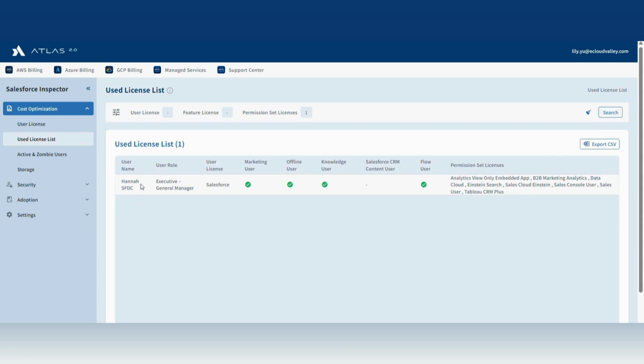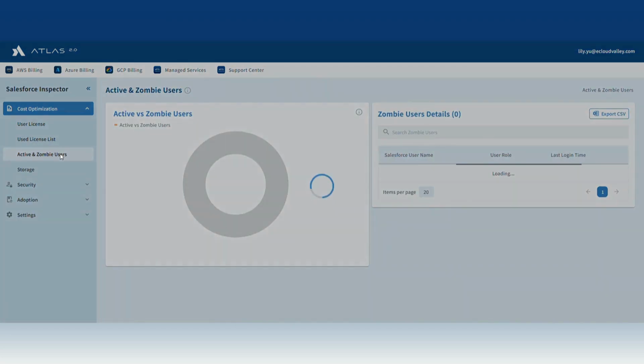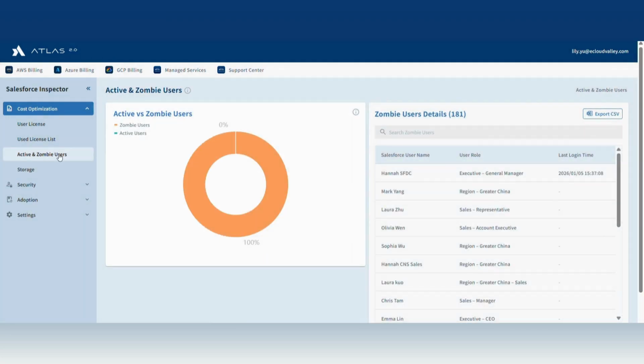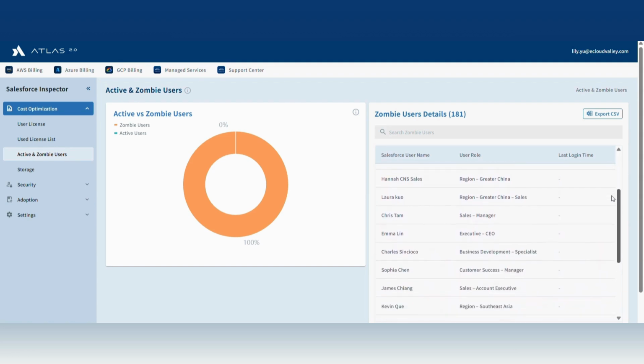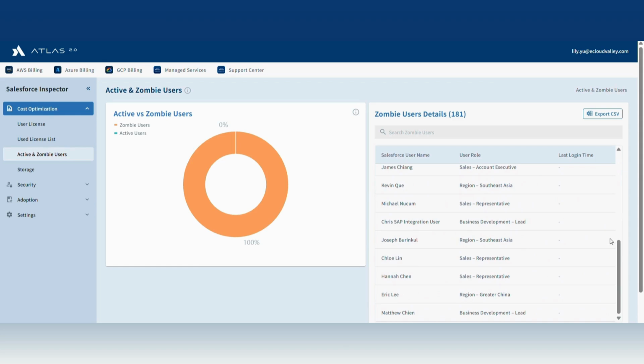This view makes it immediately clear which users are actively working in Salesforce and which accounts haven't logged in for a long time but are still consuming licenses. These zombie users don't cause errors and don't affect daily operations, but from a cost perspective, they quietly continue to drain resources. This is where Salesforce Inspector really adds value. It doesn't just tell you how many users you have, it clearly highlights where licenses can be optimized and which accounts should be reviewed. Finally, we look at storage usage.